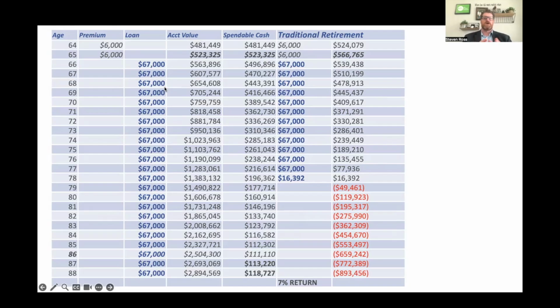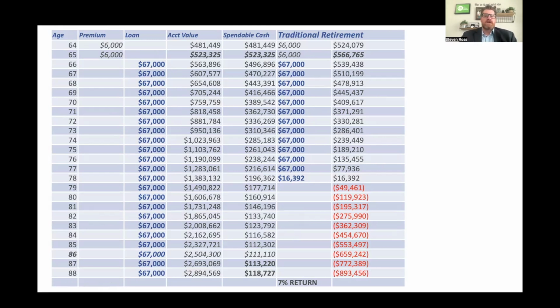Let's think of this like a home and a mortgage. Okay? The value of my home has nothing to do with my mortgage. The mortgage only determines how much I get back if I was to sell it. Okay? So the value of my home, so to speak, is my account value, and it continues to grow regardless of the mortgage or this line of credit that I'm accruing against it.